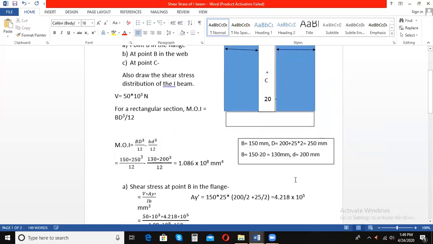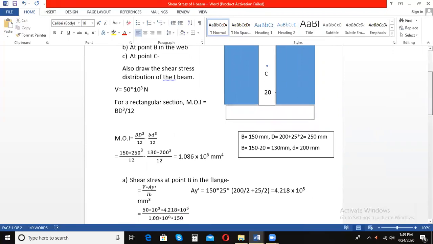I've already written it down here, and I will simply put the values of capital B, capital D, small b and small d in this expression, and the moment of inertia has been calculated as 1.086 into 10 to the power 8 millimeter to the power 4. Next, we are going to use these values of moment of inertia and shear force. We are going to calculate the product of A y bar, that is the moment of area, and the width of the section for which shear stress is to be calculated, and calculate the values of shear stress at different points in the next videos.